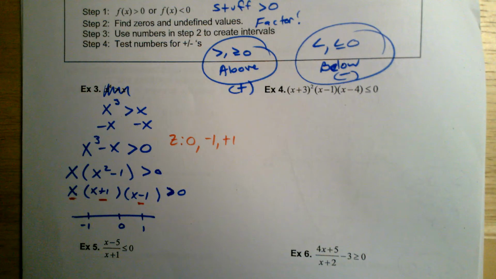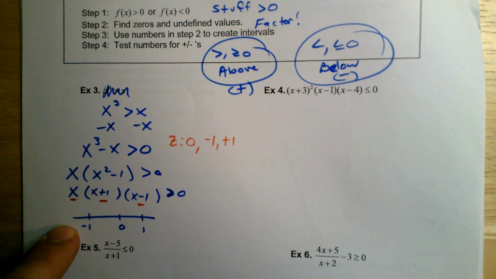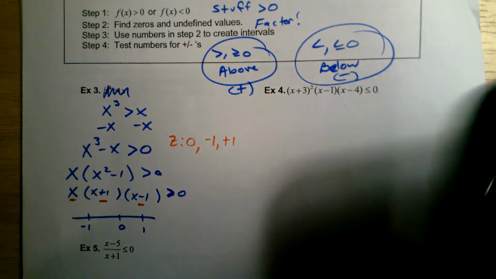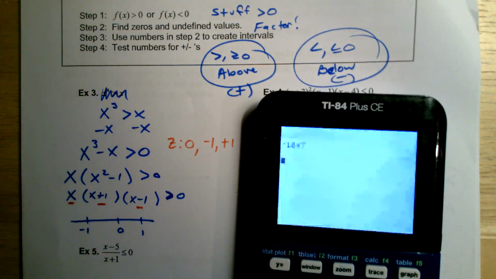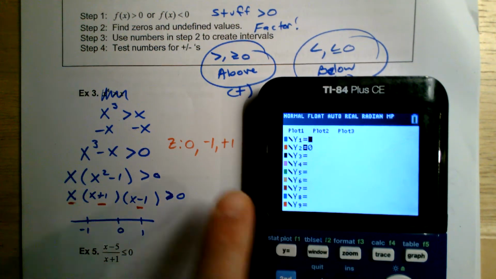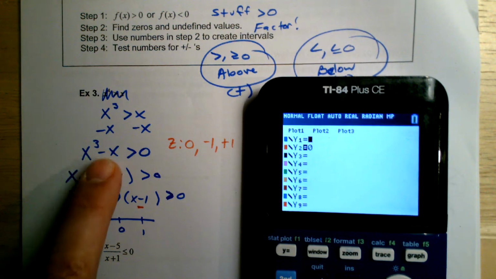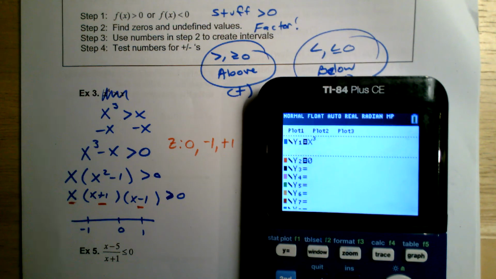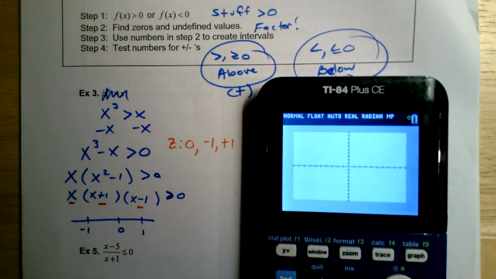Okay. Now, you guys can do this in your head. Totally fine. You can take a number over here like -2, plug that in your head and simplify it. Some people don't follow me when I'm doing that, so I'm just going to use my calculator. So I'm going to type in the original function, x cubed minus x. And then I'm just going to zoom 6 this thing.